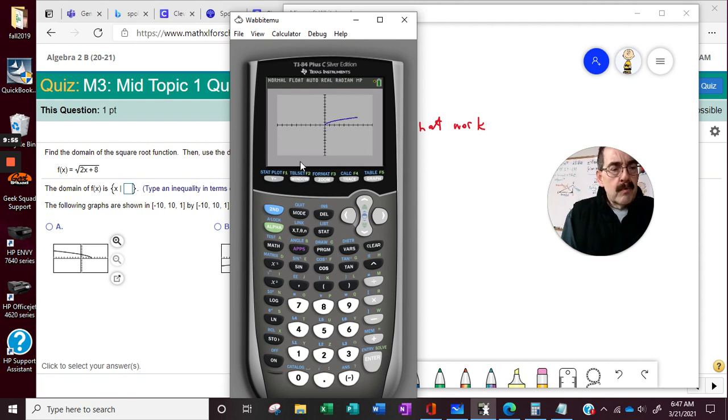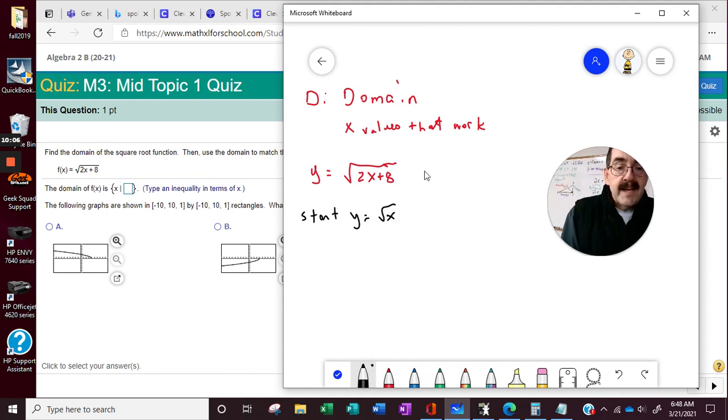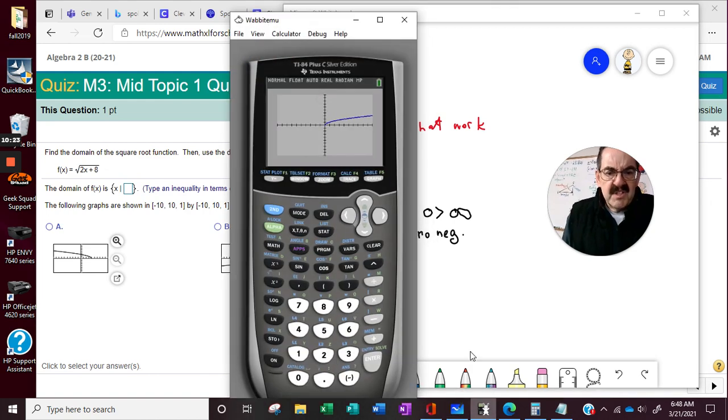Now, what we're looking at here is nothing works, nothing works, nothing works. Ding, ding, ding. It starts working right here. We can take the square root of 0 to infinity. We cannot take negatives, all right? All right, so 2x plus 8, let's just graph 2x plus 8.